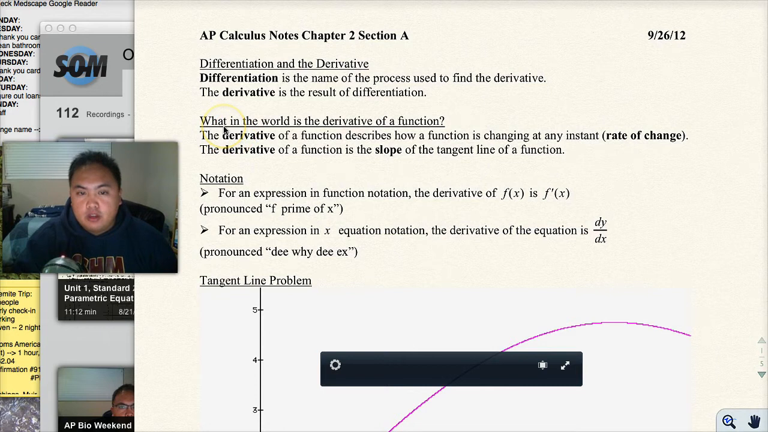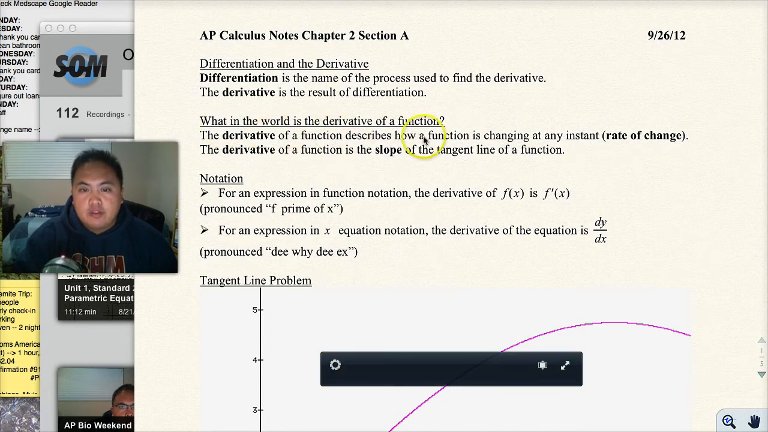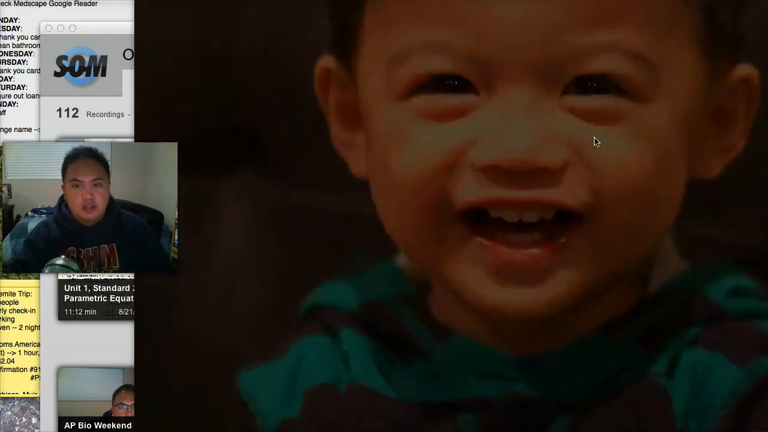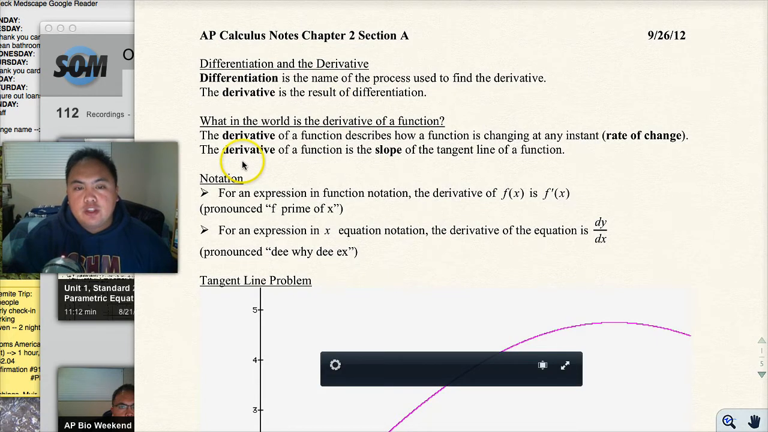So you may be wondering, what is a derivative, or if you did it last year, what are you really doing? The derivative function describes how a function is changing at any instant, or another way that they call it is the instantaneous rate of change. How are they changing the rate, whether it's speed, velocity, at a particular moment? Another way that you need to know what the derivative is, it's called the slope of the tangent line of a function.